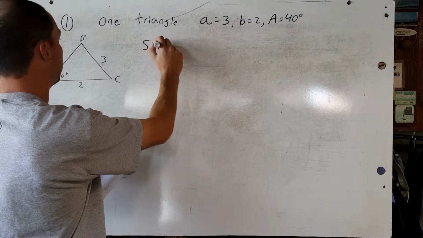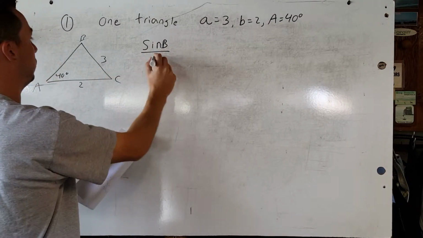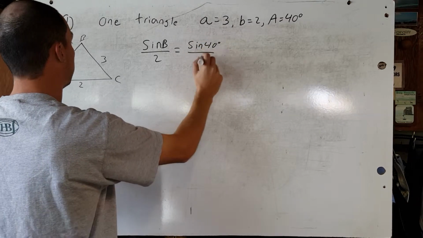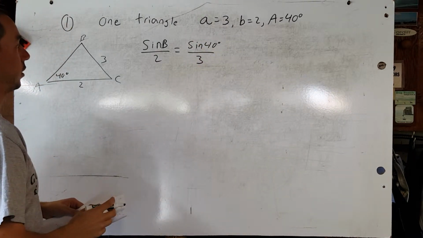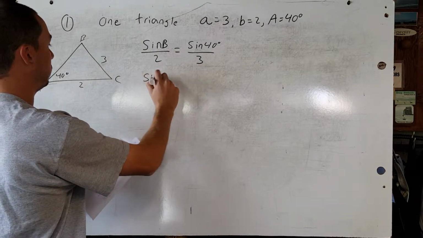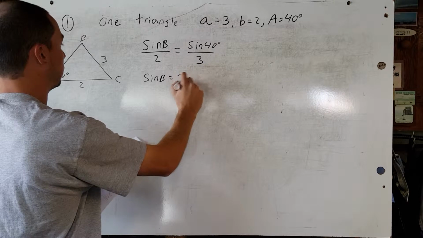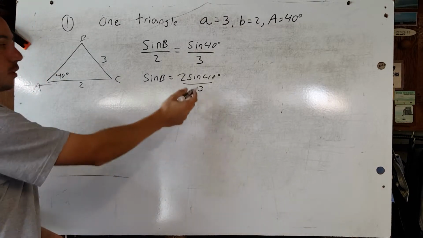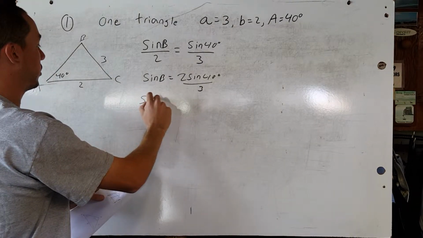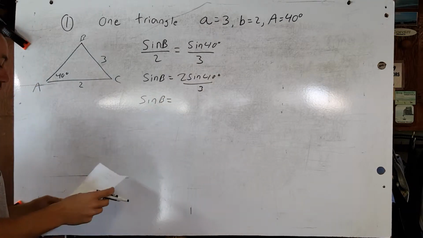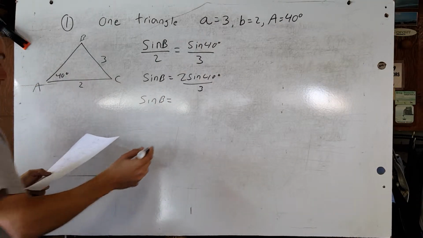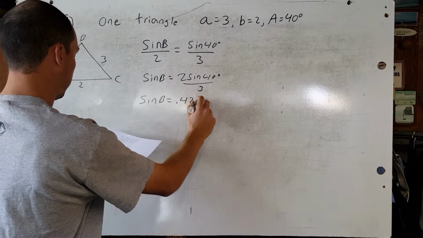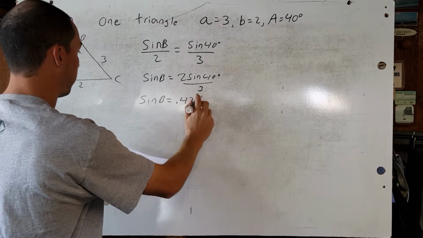Sine of angle B over 2 is equal to the sine of A, which is sine of 40, over 3. Okay. Multiply both sides by 2. Hey, calculator, 2 sine 40 divided by 3. You get the sine of angle B is equal to about 0.428, or 0.429. We'll stop there for now.